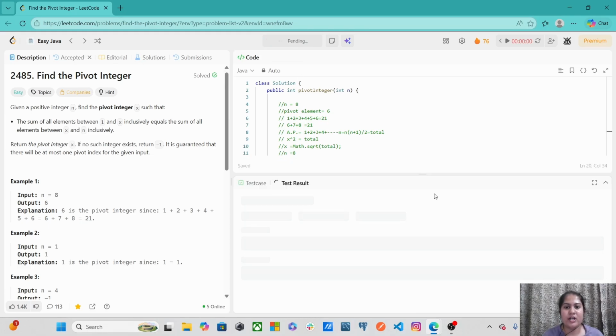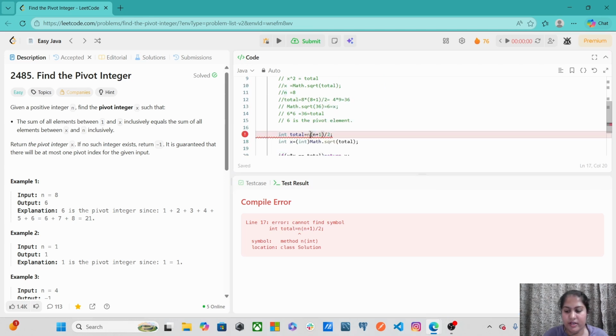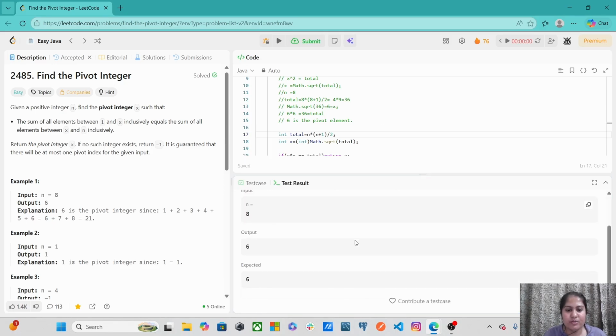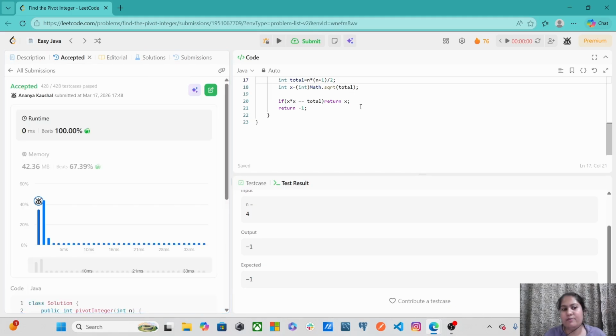Let's try to run it, guys. Oh, my bad. I have to do n into. Yeah, it is working absolutely fine for the first case. For the second case, as the value is 1 only, it will return 1. For the third case, 4, there is no pivot element, hence it is returning minus 1. If no pivot integer is present, then it returns minus 1. Let's try to submit it, guys. Yeah, it is working absolutely fine.